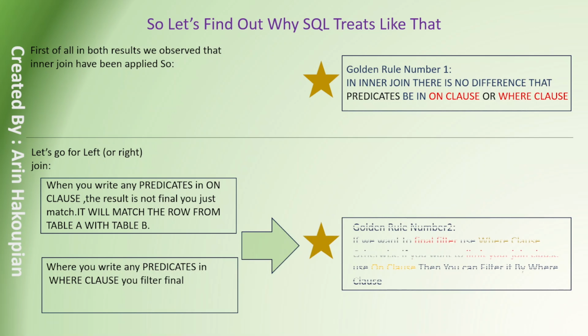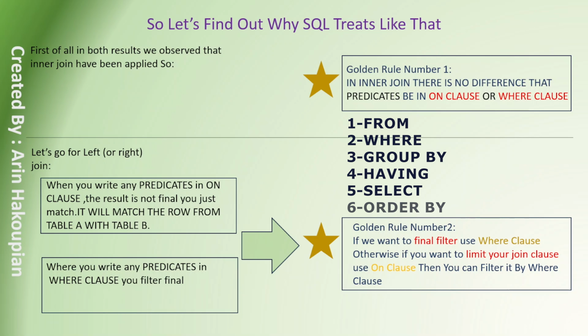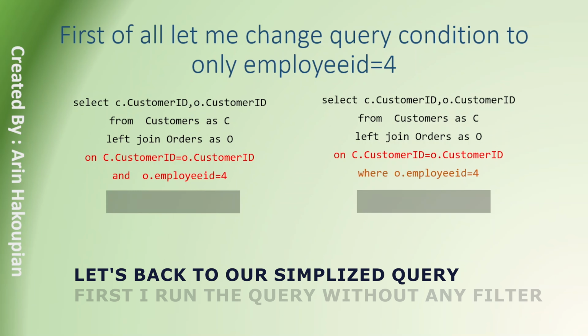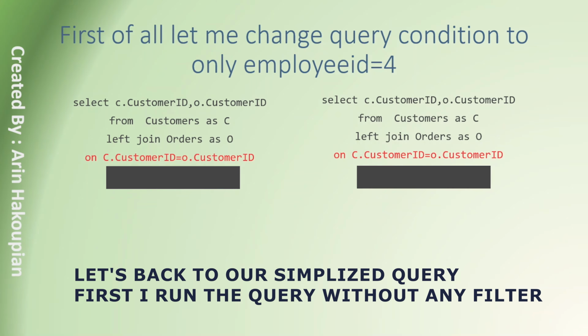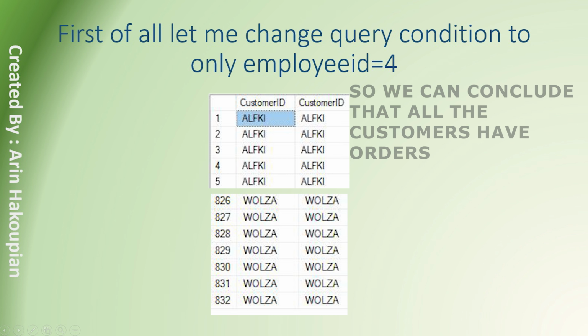Remember the order of clause processing in SQL is like below: 1 from, 2 where, 3 group by, 4 having, 5 select, and 6 order by. So it's clear that filtering in the from clause applies first, then the where clause applies. Let's go back to our simplified query. First, I run the query without any filter. Look at the customers and orders join result. So we can conclude that all the customers have orders.